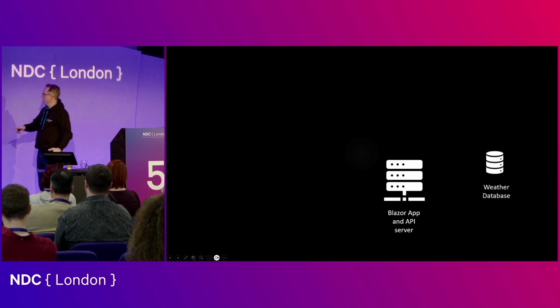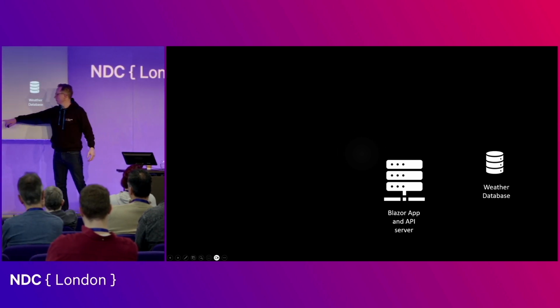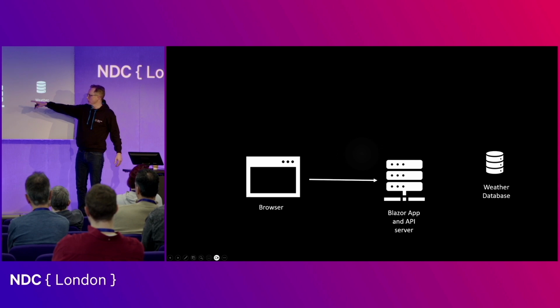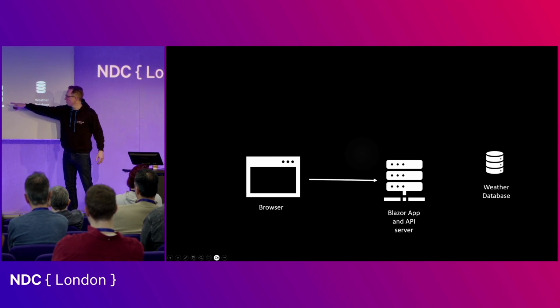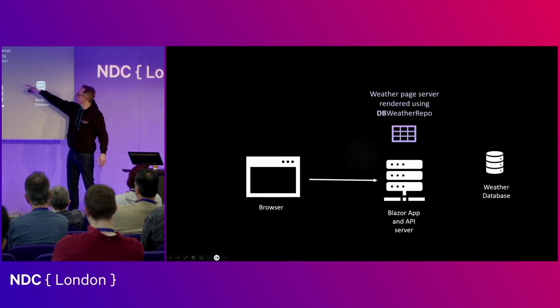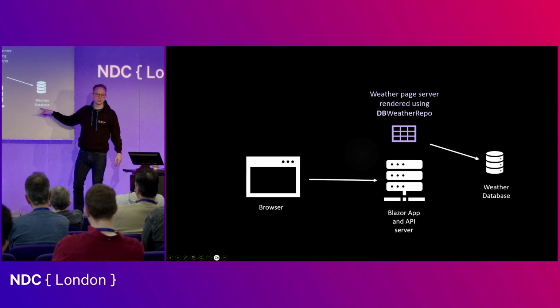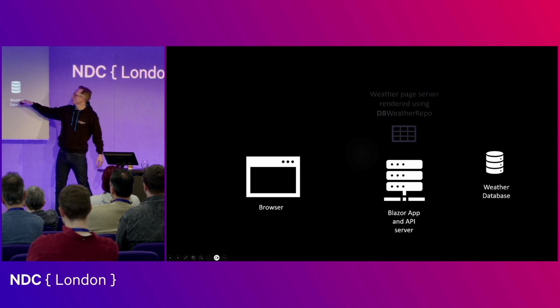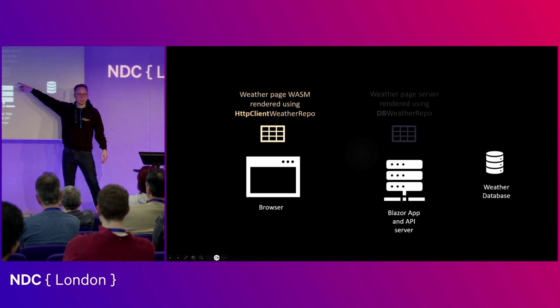If we have a scenario with a Blazor web app and an API server, and our browser is running Blazor Server to get the weather forecast, it will call there, which will call our weather DB repository, which will go to some data source. It could be a database or somewhere else where the weather forecast is stored, and it will return it out. That means we can replace that during testing, right?